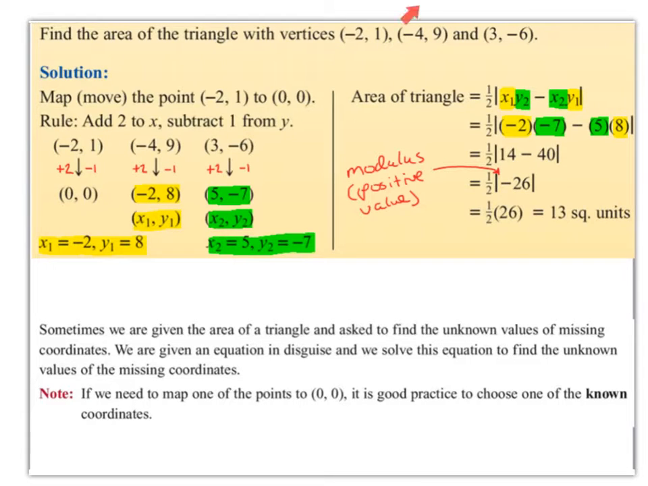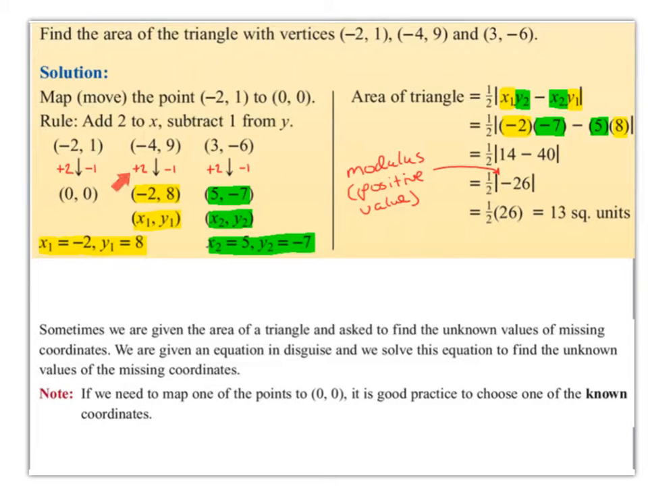Now we do the same to the other 2 points. So -4 plus 2 is -2, so we're adding 2 to the x value. And 9 minus 1 is 8. We're minusing 1 to the y value. And then we do the same. We take the 3 and we add 2 to get 5, adding 2 to the x value. We take the -6, we minus 1 to get -7. We're minusing 1 to the y value.